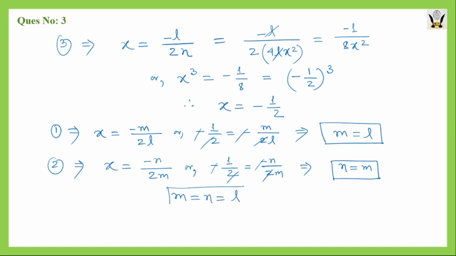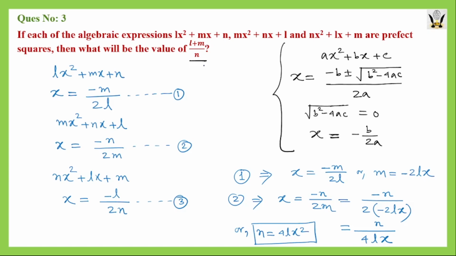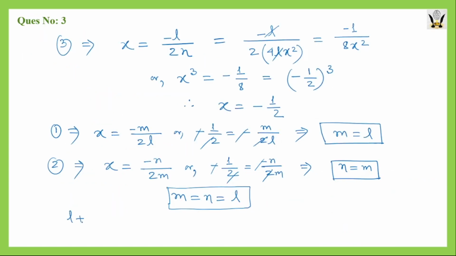So the values of all these coefficients n and l are the same, and what we needed to find was l plus m by n. So l plus m by n is 2n by n, or it is 2.